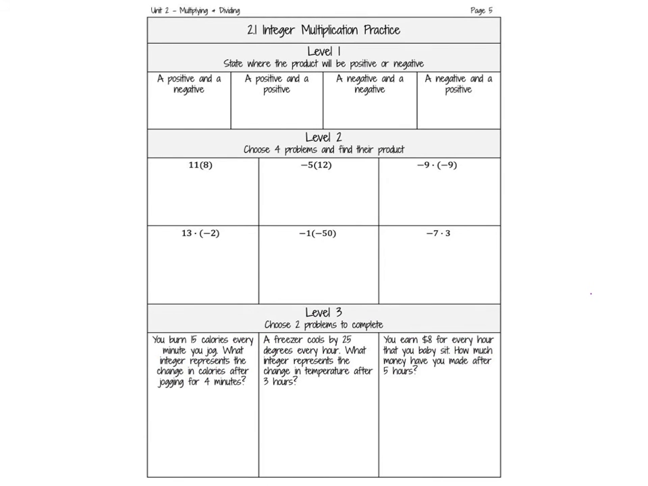All right, here is your 2.1 practice. Okay, level 1, you're just saying when I multiply a positive times a negative, is it positive or negative? What's a positive times a positive? Okay, level 2, you're just going to multiply the numbers, only have to choose 4. Okay, remember that you just multiply the numbers together. If they have the same sign, it's positive. If they have different signs, it's negative. Then level 3, you're going to choose 2 word problems to complete.